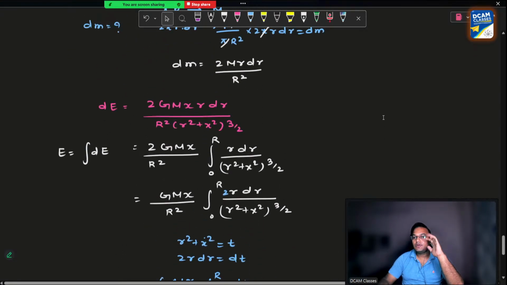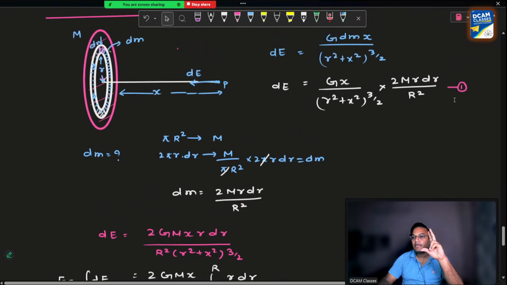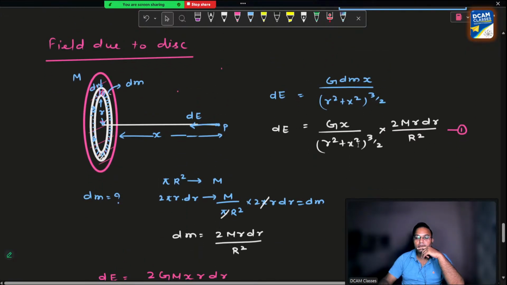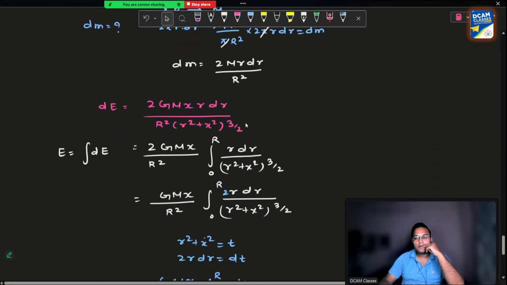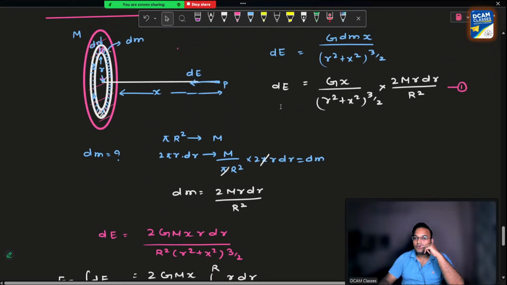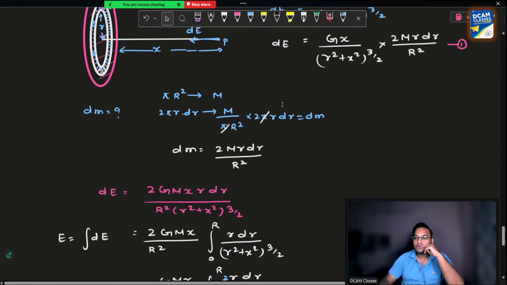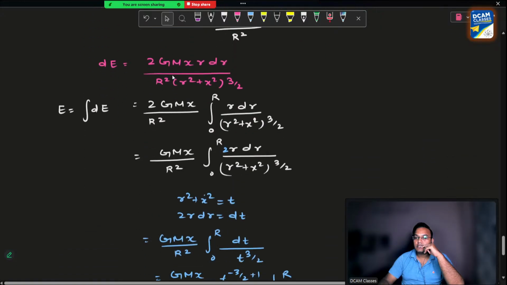I don't think you may be having doubt till this equation, this first equation. You don't have any doubt till the first equation, no? No, sir. Now, I have written the same equation here, the pink one. After this, I have done the integration, because integrating means I want to find the field due to all the rings at point P.